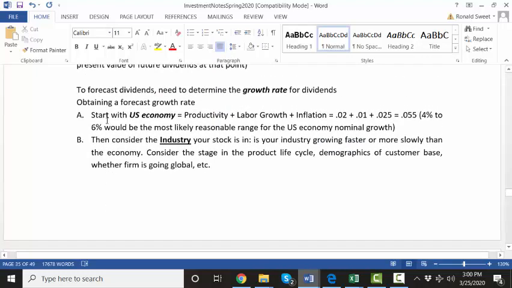So there are some industries that are set up to have strong, continuous, sustainable growth, and there are some industries that are just at the end of their product life cycle. They just cannot grow much faster because they've already saturated their market. The demographics of their customer base is not growing. They're not growing overseas. So you want to look at the industry.